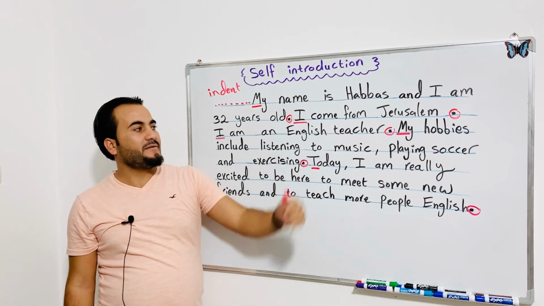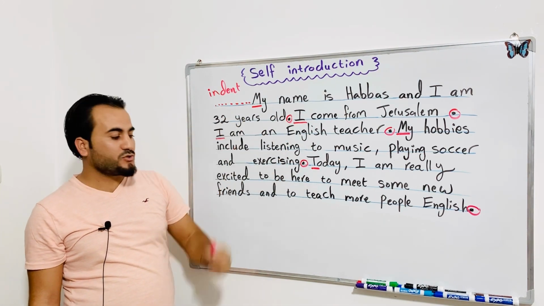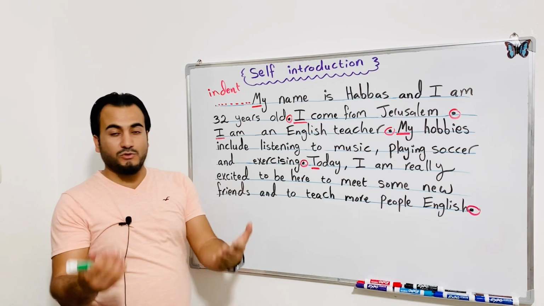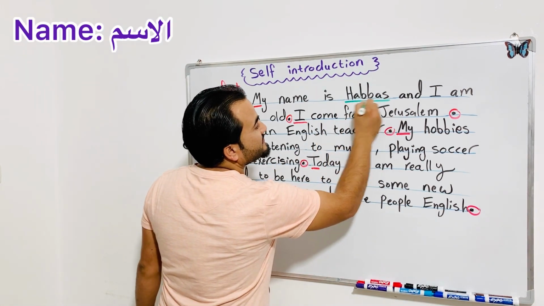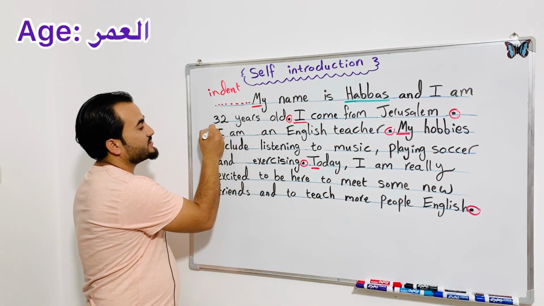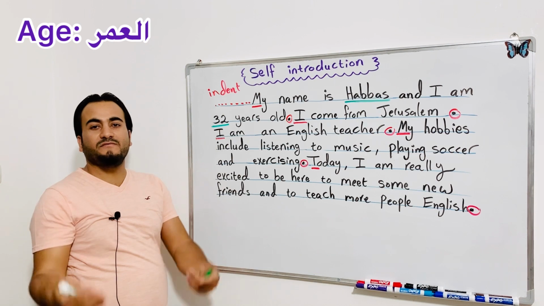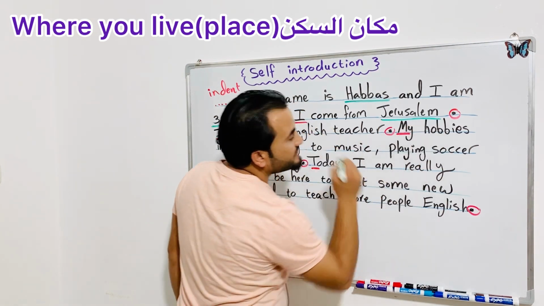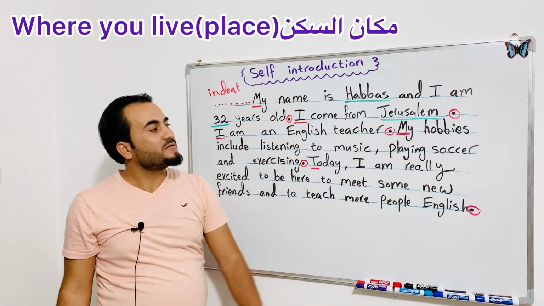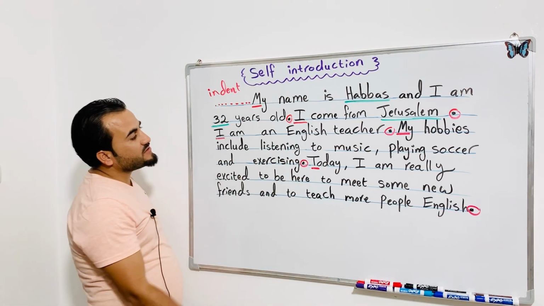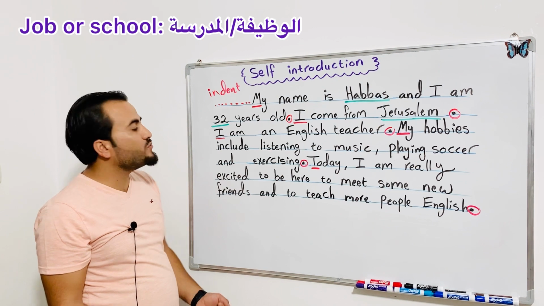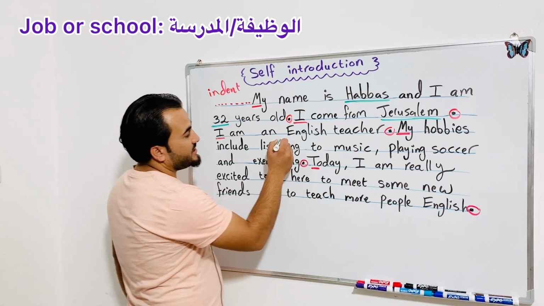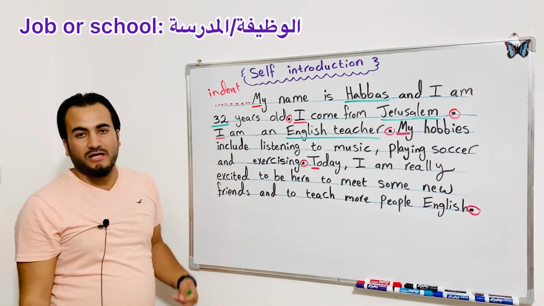So we have here a paragraph. My name is Habbas and I am 32 years old. So you can change whatever you want. It's up to you. So put your name here. And here put your age. Maybe you are 17, maybe you are 20. And here put the place you live in. Maybe New York. And here your job or your school. So if you are a student, you can say I am a student. Instead of an English teacher, you can write a student, an engineer, whatever.